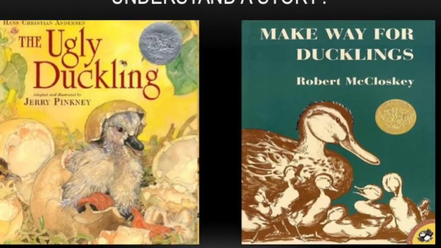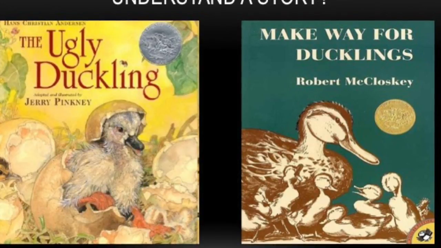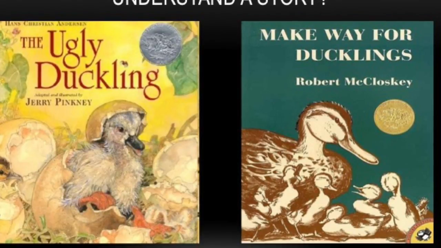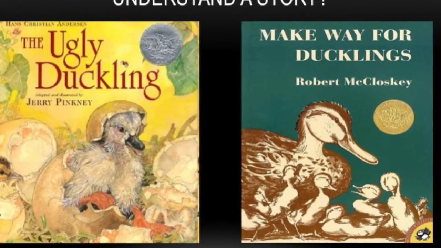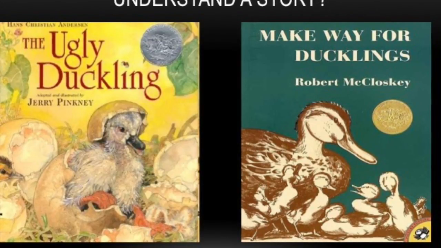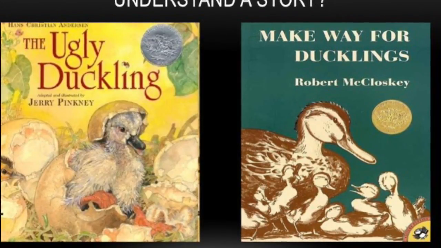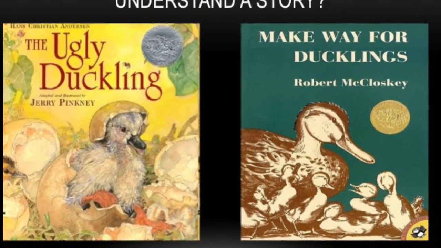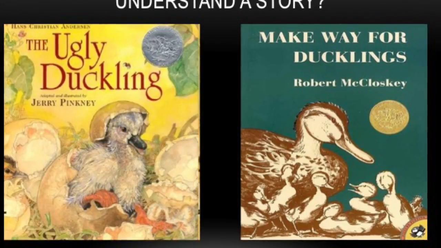Week 3 of this course was really the first week of our teaching log, so I decided to use a portion of the theme we did in week 3, which was on paying attention to the visual elements that make up books. We read 2 different stories. The Ugly Duckling by Hans Christian Andersen and illustrated by Jerry Pinkney, and Make Way for Ducklings, written and illustrated by Robert McCloskey.